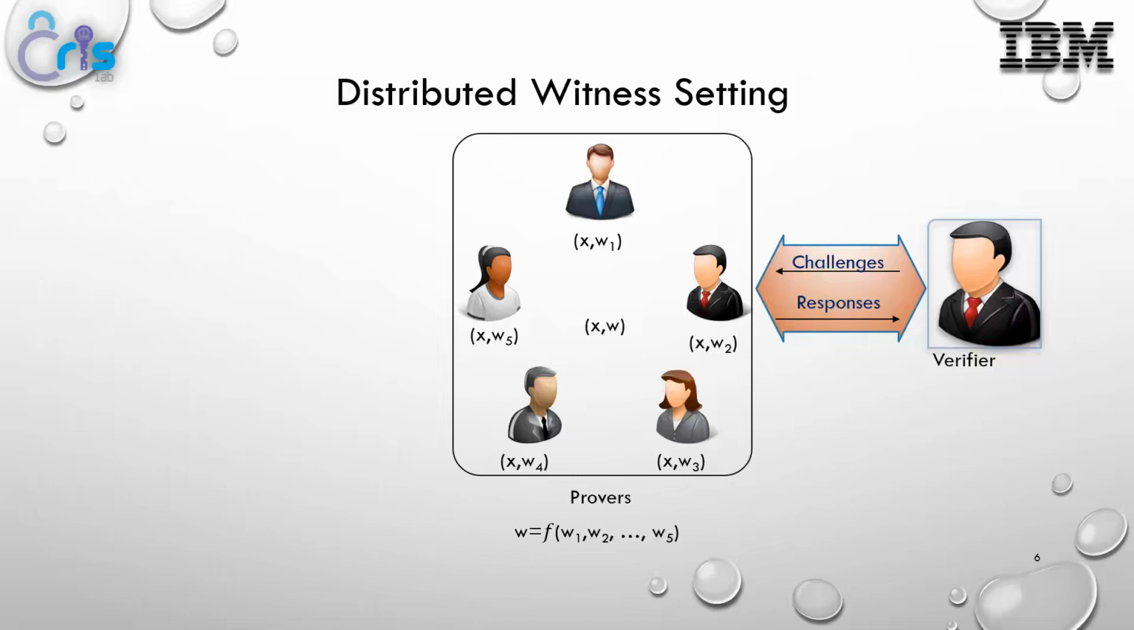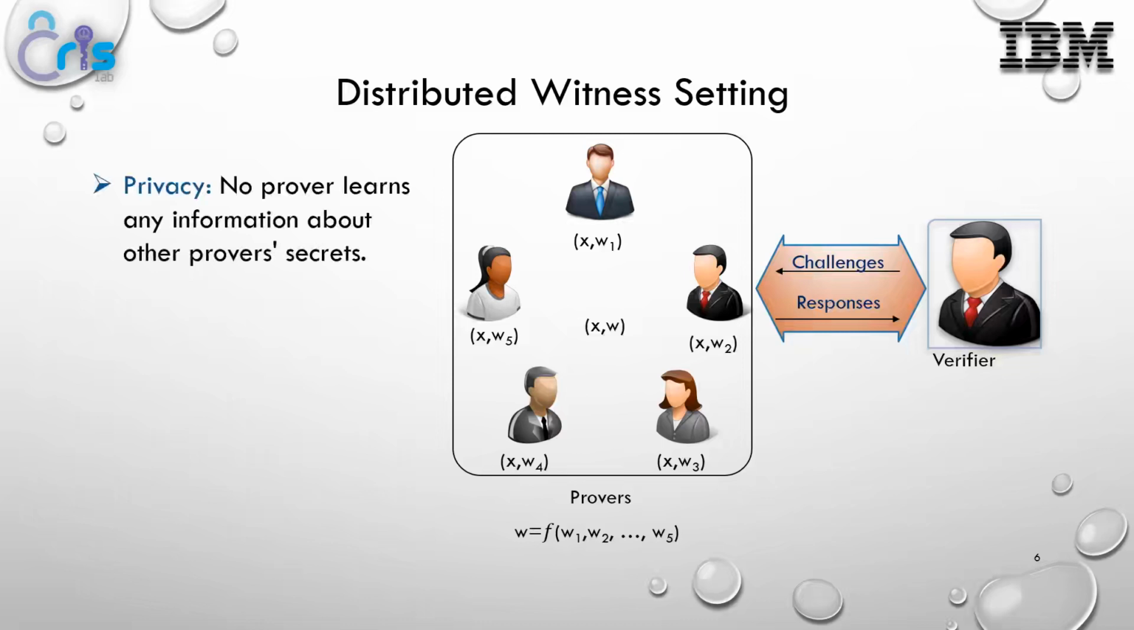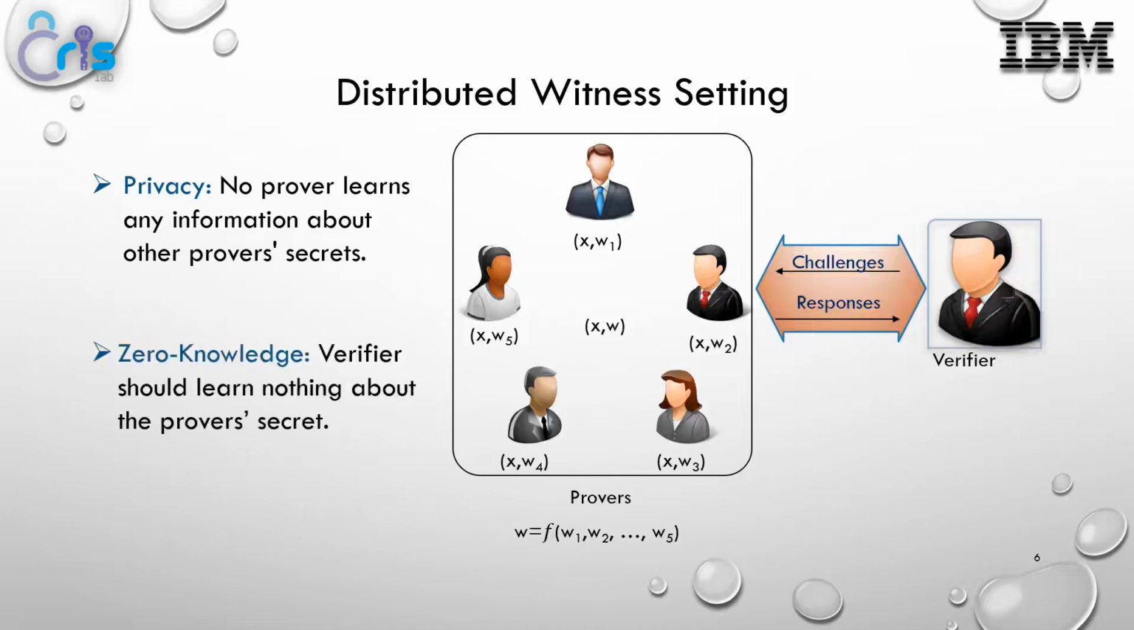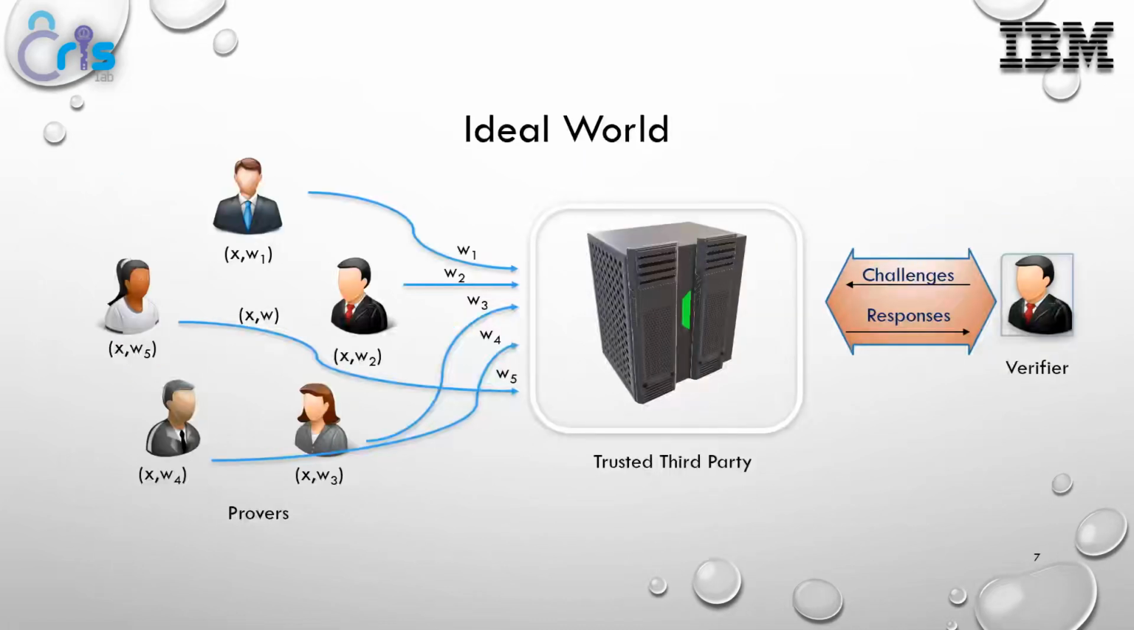A distributed prover zero knowledge protocol needs to satisfy the following two conditions. One is privacy, that says no prover learns any other prover's private information, and second is zero knowledge. It says the verifier should learn nothing about the provers' secret. Ideally, all provers may send their shares of the witness to a trusted third party, which can execute a standard zero knowledge protocol with the verifier on behalf of the provers. However, in real life, we may not have such a trusted third party.